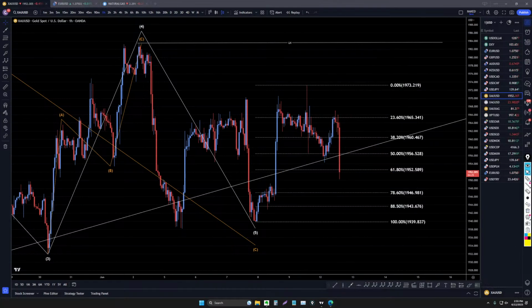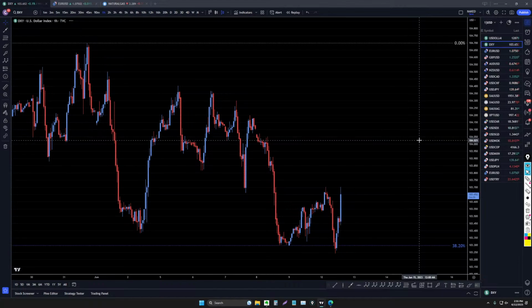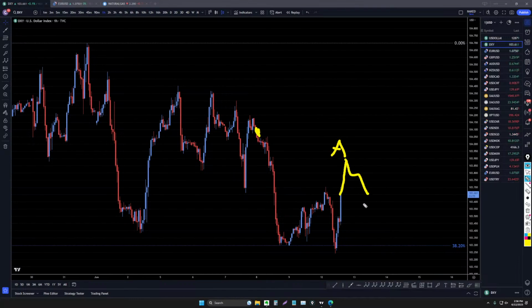So let's see, we just went through all the gold pairs, all the dollar pairs that is. So let's see, what do we got going on now? The Dixie, maybe the Dixie will go up and fill that gap right there. It does seem like the DXY fills that gap quite often. So maybe this is going to make like an A, B, and then tomorrow go up and fill that gap, and then back down. I'm still betting on that for sure.